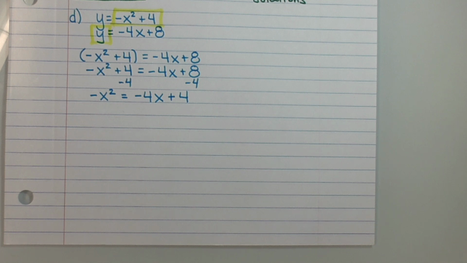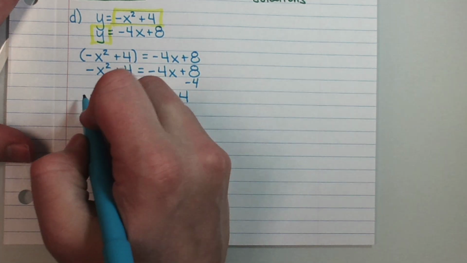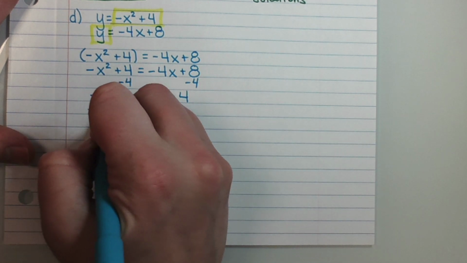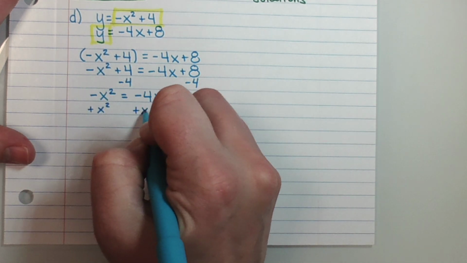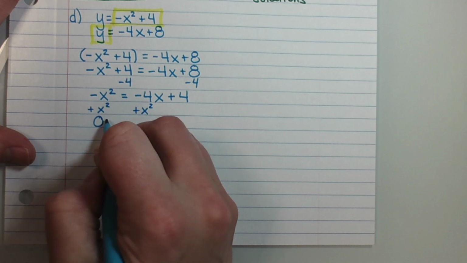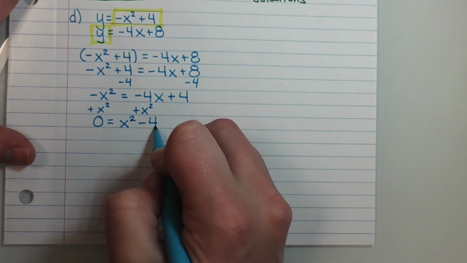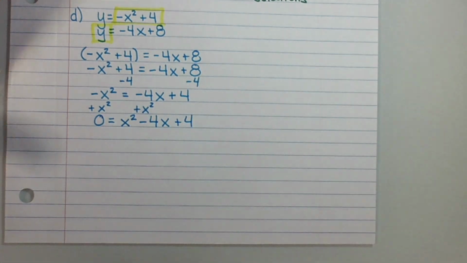Do you want to move the x squared or the negative 4x? I would move the x squared because it's negative. Do I want my x squareds to be negative if they don't have to be? No. Is it the end of the world if they are? No. But if I'm manipulating the equation anyway, I might as well make it positive. 0 equals, don't forget standard form, x squared minus 4x plus 4.